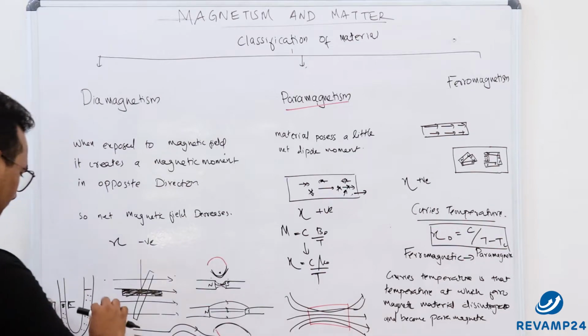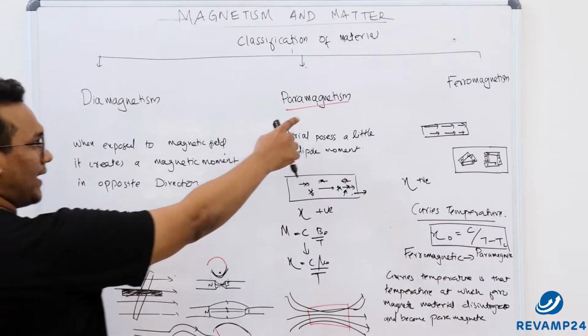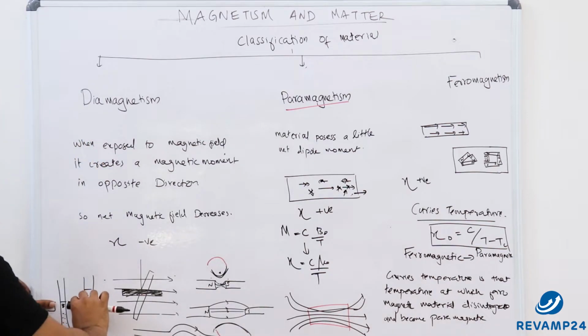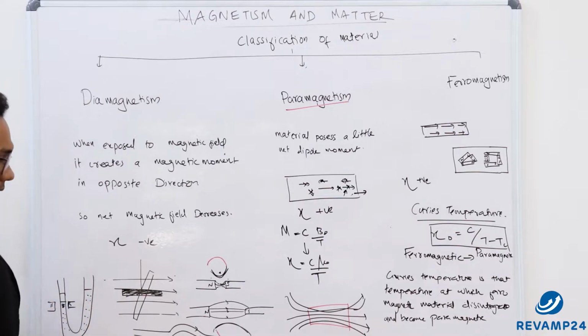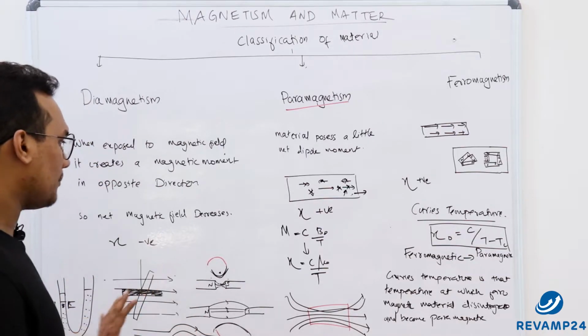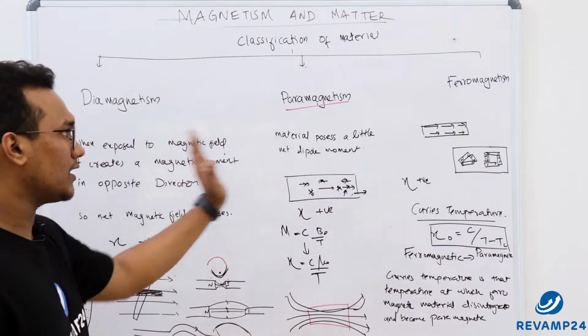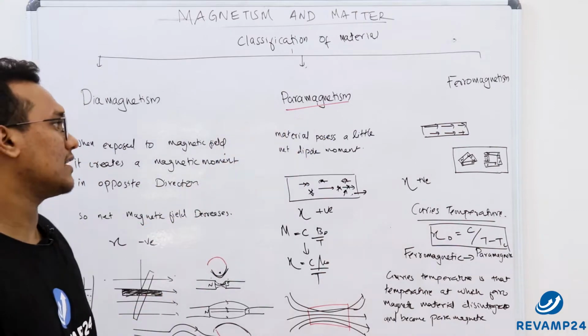Now when I am keeping a magnet, if this is a paramagnetic liquid, what will happen? That will be attracted, so it will go up. In the previous case, it would go down. So these are the examples. Compare them. Comparison is very important, and that's the reason I have put all these three together in the same video.